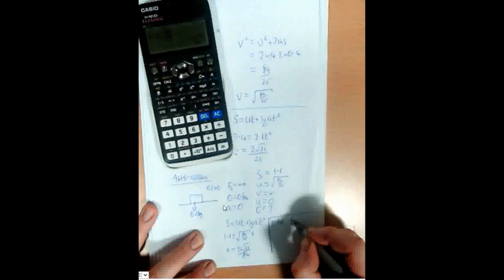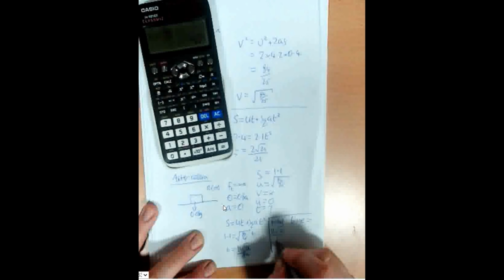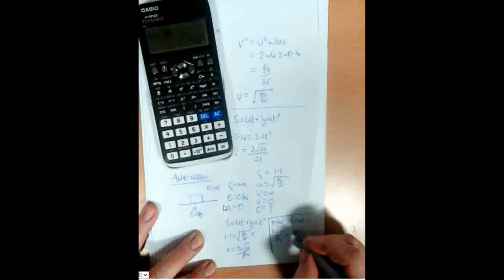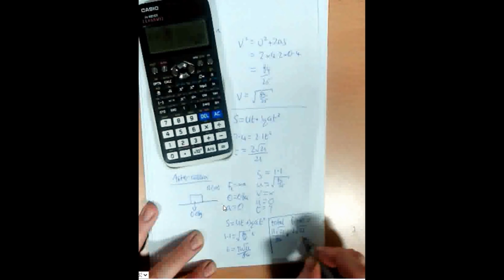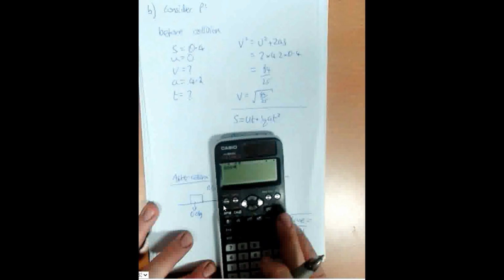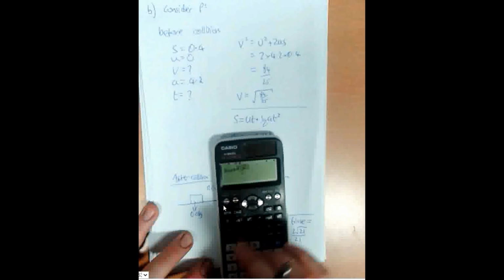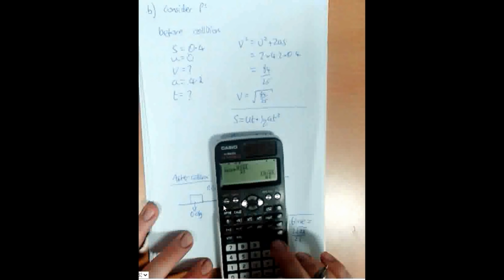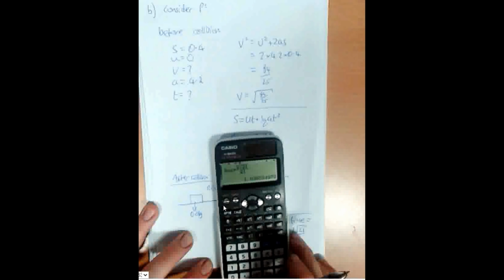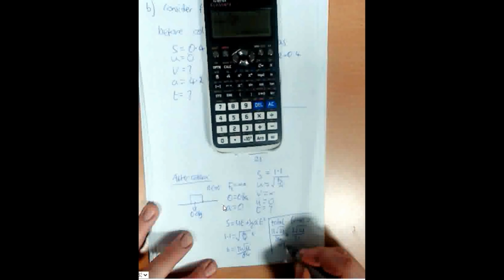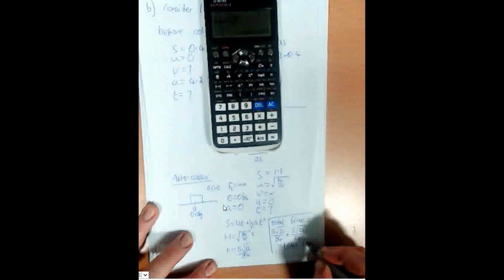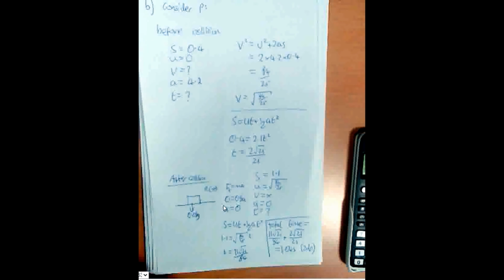Total time is 11 root 21 over 84 plus the time from the first section, 2 root 21 over 21. Let's add that on, and we'll go for 1.04 seconds to 2 dp. Nice question. I think that's it. Let's just check.